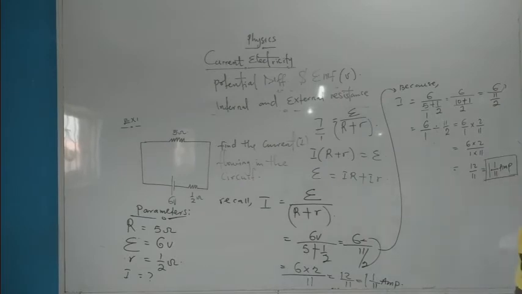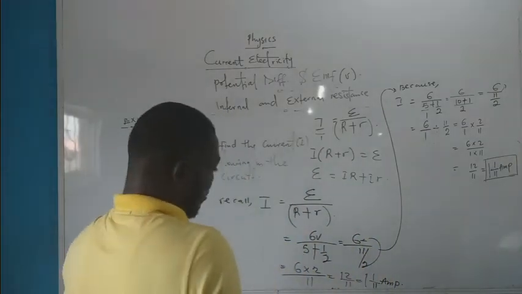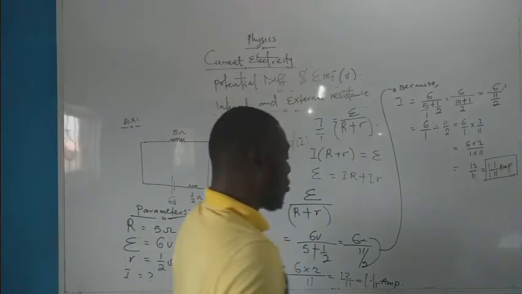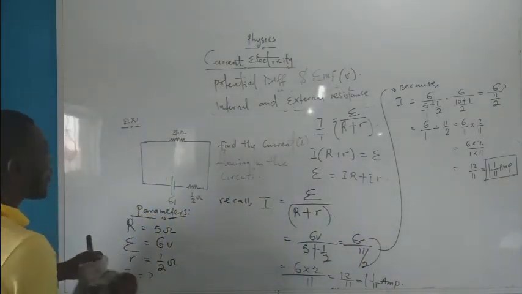You can as well convert it to decimal. And that will give you 1 point something, that should be 1.1. Yes. Are we together?